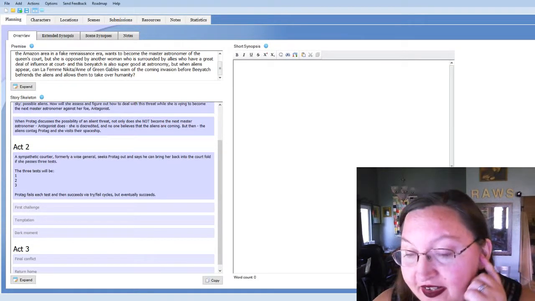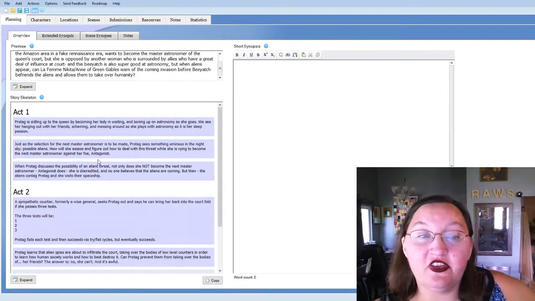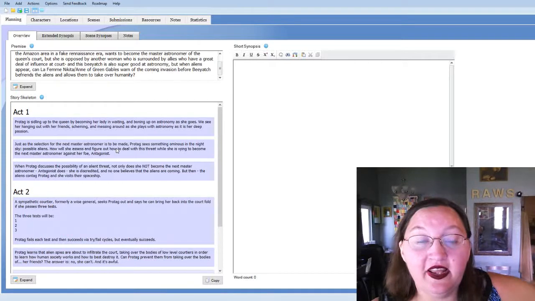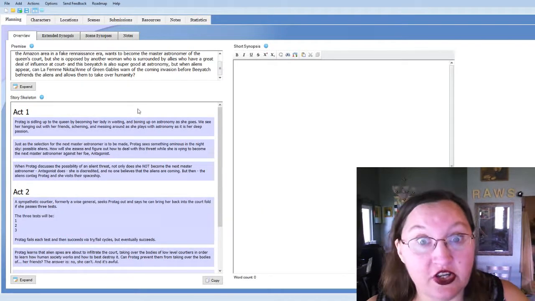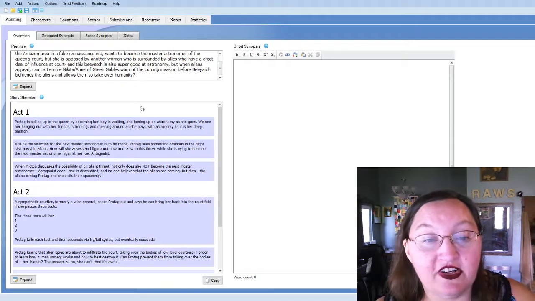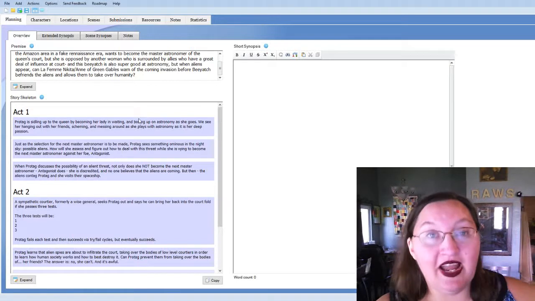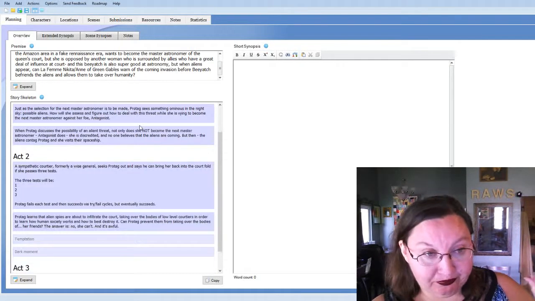All right, so in Act 1, we said Protag is sidling up to the queen by becoming her lady-in-waiting and boning up on astronomy as she goes. We see her hanging out with her friends, scheming and messing around as she plays with astronomy, as it is her deep passion. I hiccup a lot. You'll get used to it.